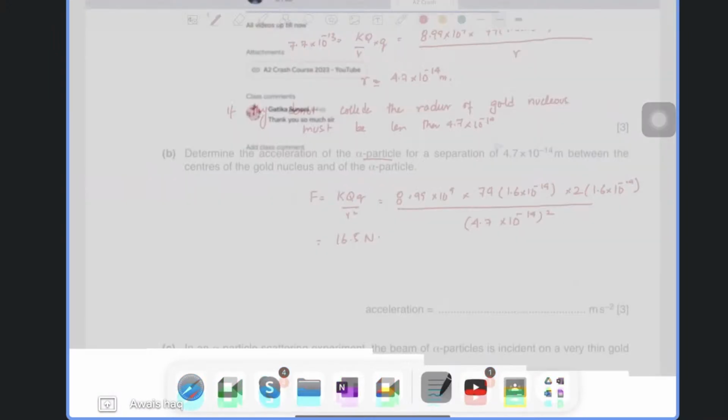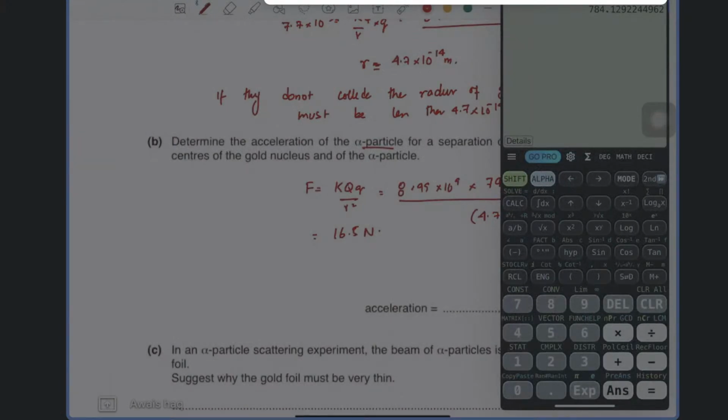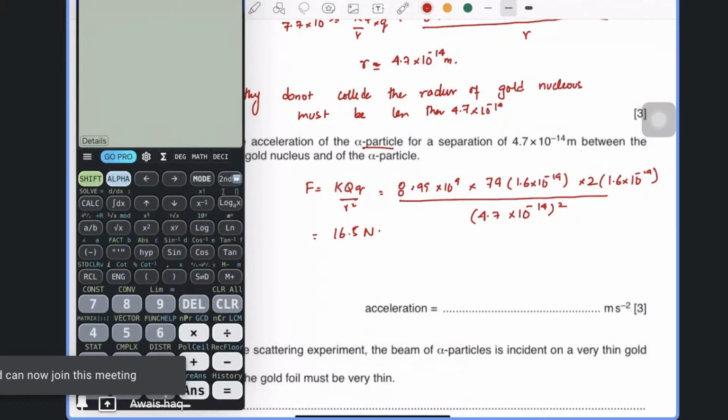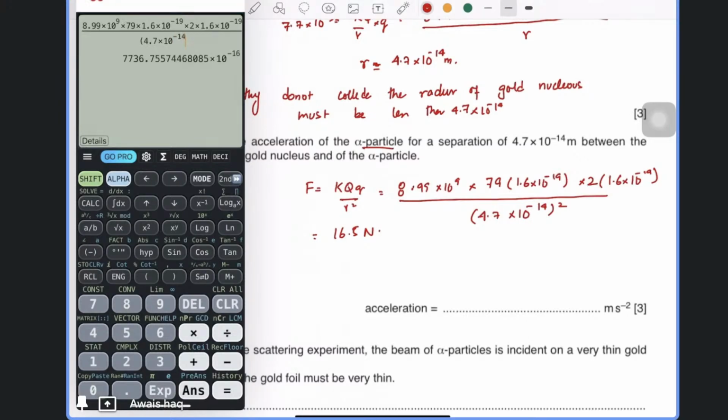Okay, sorry. I was supposed to open the calculator. Let me just try and do this. So 8.99 times 10 raised to power 9 times 79 times 1.6 times 10 raised to power minus 19 times 2 times 1.6 times 10 raised to power minus 19. Okay. And what do you get? 4.7 times 10 raised to power negative 14 and then whole square. Oh, you're right, Gautika.